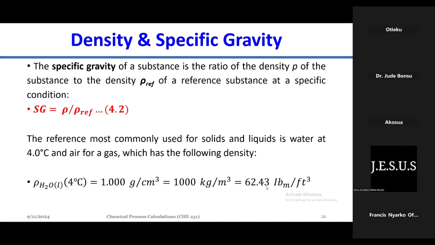So let's say you need to find a specific gravity of any liquid, but the density of the liquid is given in pounds per feet cube. Then you can't use this density of water. You need to use this density of water to give you the specific gravity.